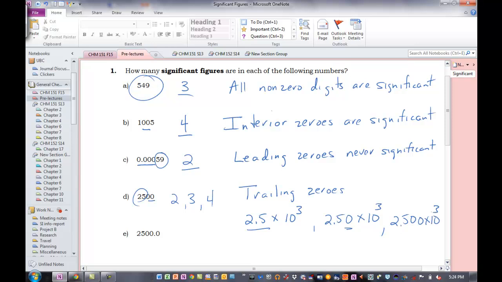So the point of all that is, for trailing zeros, we really don't know if they're significant if there's no decimal point, so don't write the number that way. But if there's a decimal point, trailing zeros are significant. I'm running out of room here, but we'll try to squeeze it in. Sorry about that. So if there's a decimal point, trailing zeros are significant. So let's go down to E. What do you think about that? There's a decimal point. We have 3 trailing zeros. They're significant. This number would be 5 sig figs.